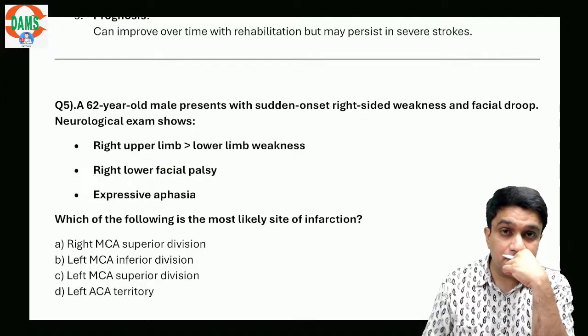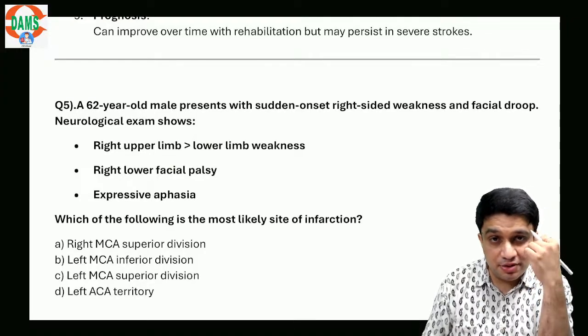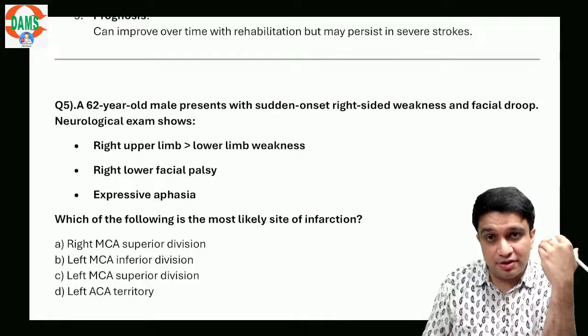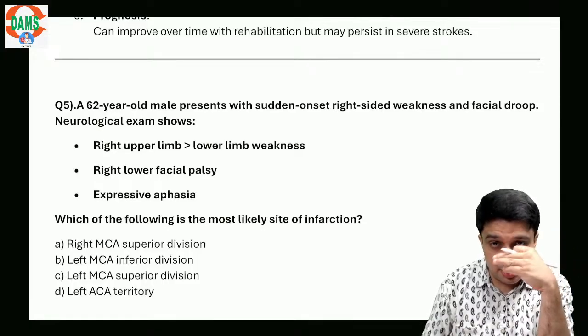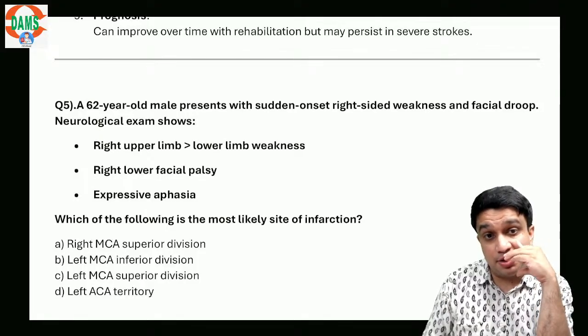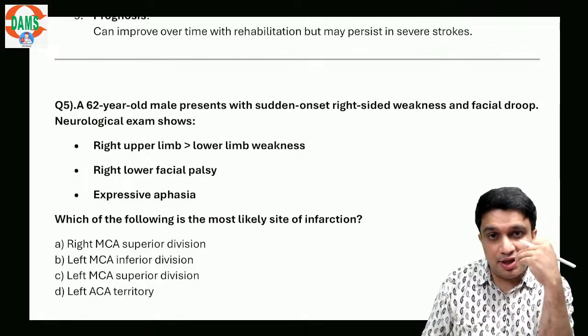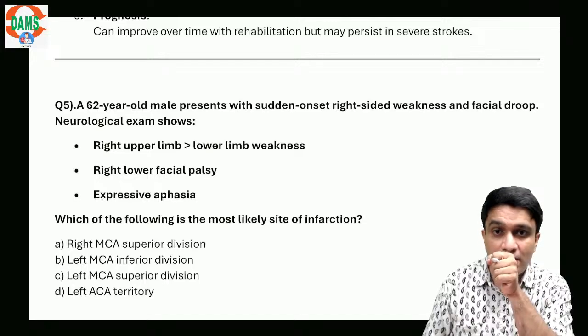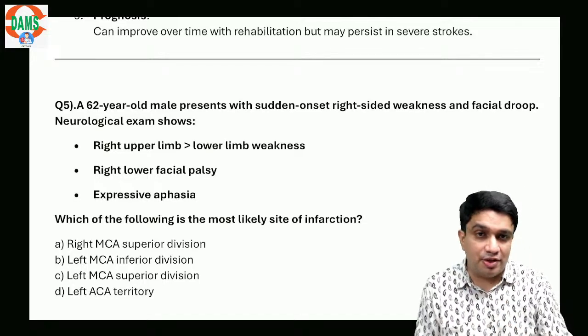This one. A 62-year-old male presents with sudden onset right-sided weakness and facial drop. Neurological examination shows right upper limb more weak than the lower limb. Right lower facial palsy. Right lower means UMN facial palsy. An expressive aphasia. Which artery of MCA is involved?